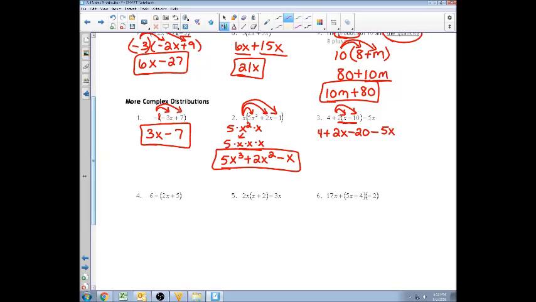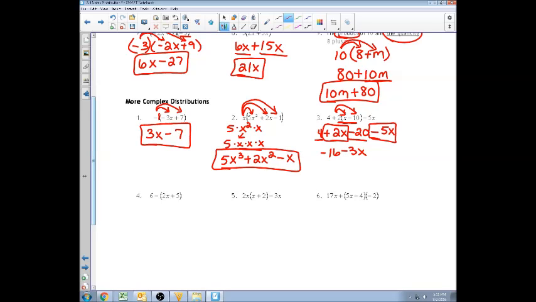Just like I said on problem number 8 above, we now need to combine like terms. The first thing I run into is this 4. Is there another number that does not have a variable? Yes, it's negative 20. 4 minus 20 will be negative 16. Next thing is the positive 2x and the negative 5x. The positive 2x minus 5x would get me negative 3x.